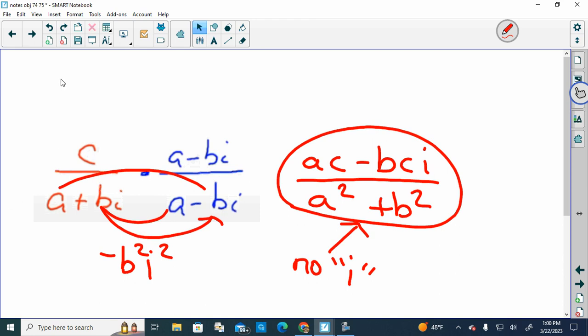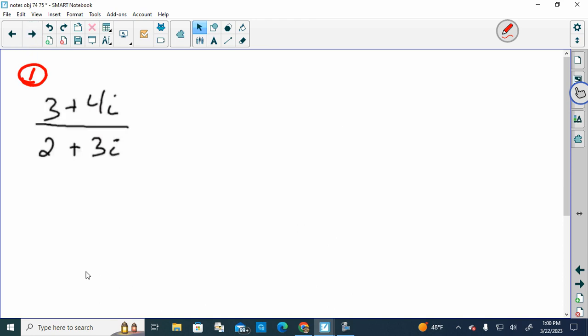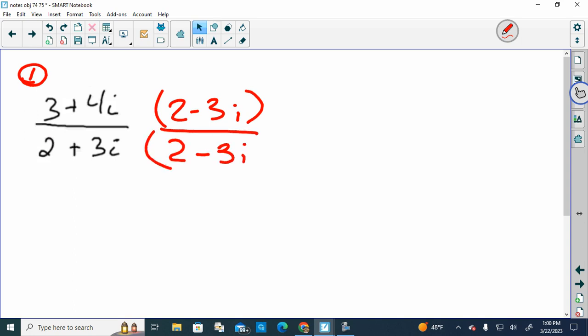Yep. Okay, next one. What am I multiplying by? 2 minus 3i. Okay, so distributing, 3 times 2 is going to give me 6. 3 times negative 3i is going to give me a negative 9i, plus 8i.